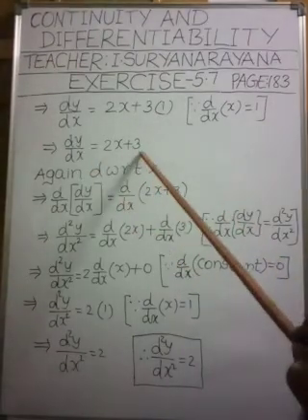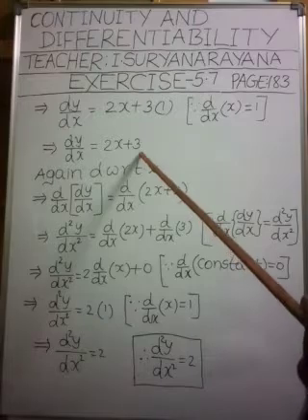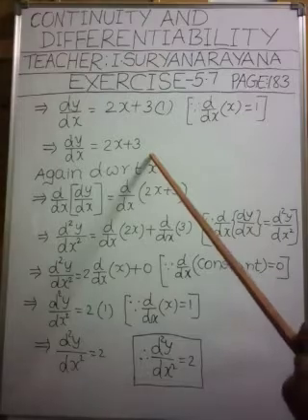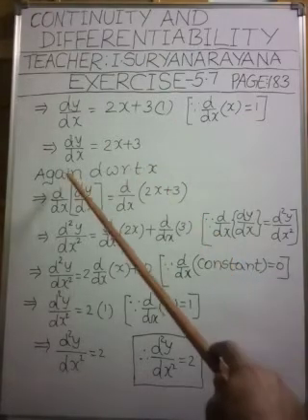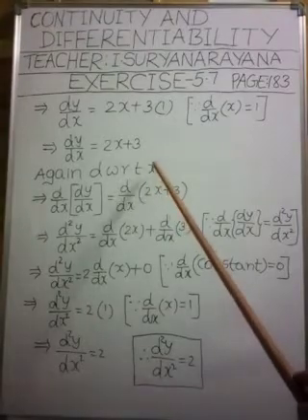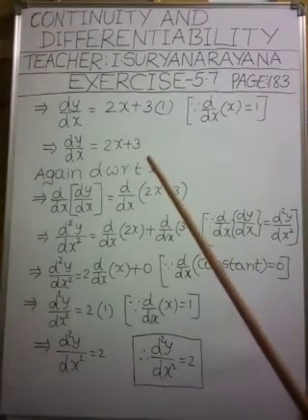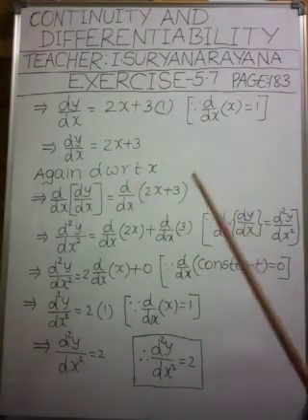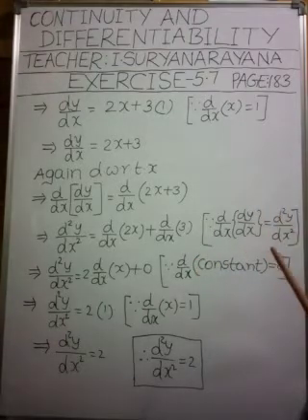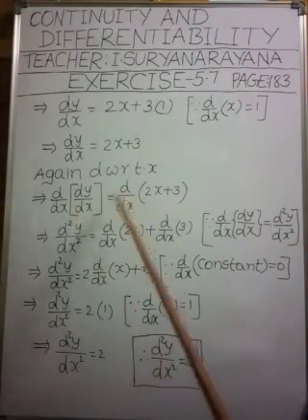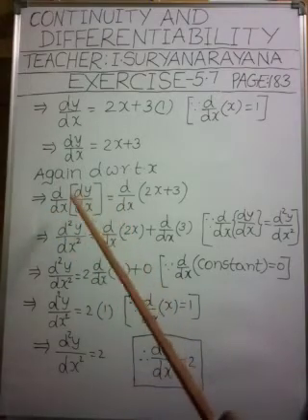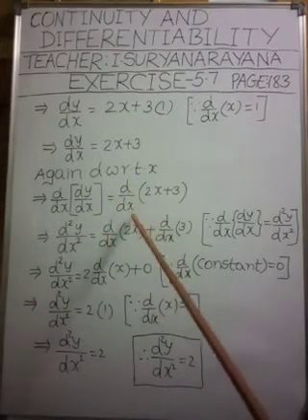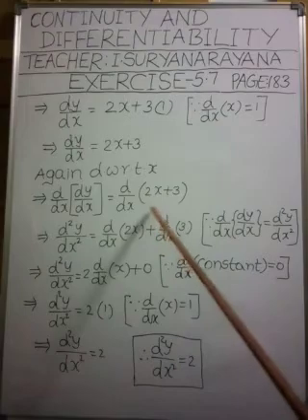This is a first order derivative, as we have found in the previous exercises. Understood this step, my children? Next, again differentiating with respect to x, we have to find the second order derivative. So we have to differentiate this function again with respect to x. Then what is the differential operator? d by dx. So I wrote the differential operator d by dx on both sides. This implies d by dx of dy by dx is equal to d by dx of 2x plus 3. Understood this step, my children?